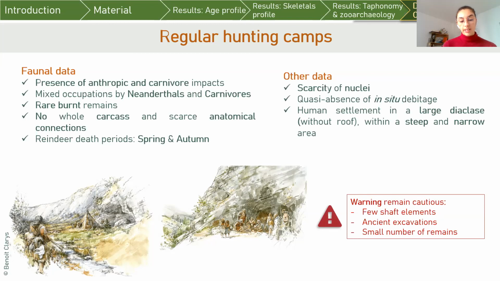All the faunal analytical data highlight a possible short duration of the human occupation of the site, with a low proportion of in situ debitage indicated by the scarcity of nuclei. Vergisson IV may therefore have functioned as a regular hunting camp. Finally, the latest excavation has also made it possible to put forward the hypothesis that the Vergisson IV site was located in a large diaclase without growth, with a moderate redistribution of remains.